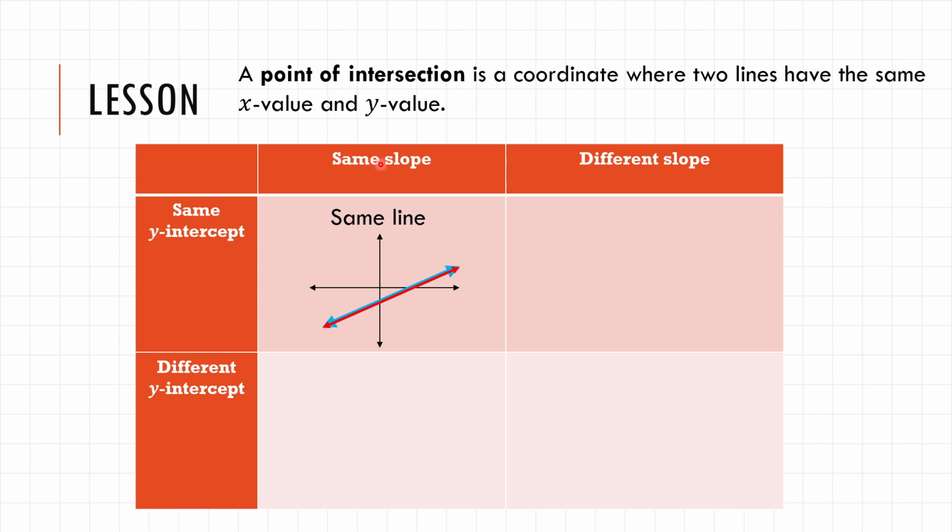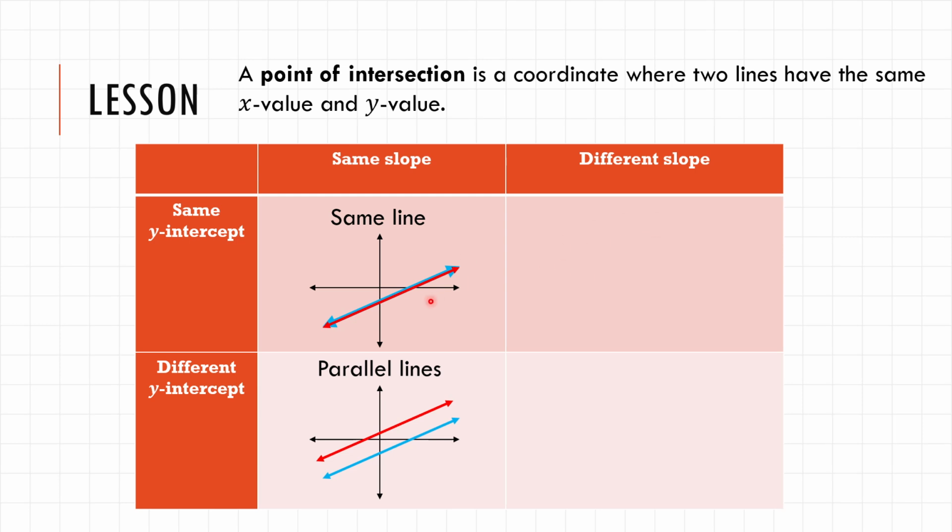Well, what if they have the same slope, but they have different y-intercepts? That just means that the point where they're starting is going to be different, but the slope tells you the direction, so they are both going in the same direction. That looks like this, where the lines are parallel. Parallel means in the same direction. So these lines have different y-intercepts, but they're both going in the same direction, which means that they will never ever touch. They will never have a point where they intersect. There's never going to be a point of intersection between two lines that have the same slope.